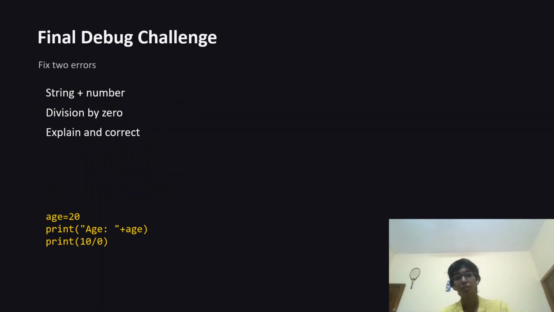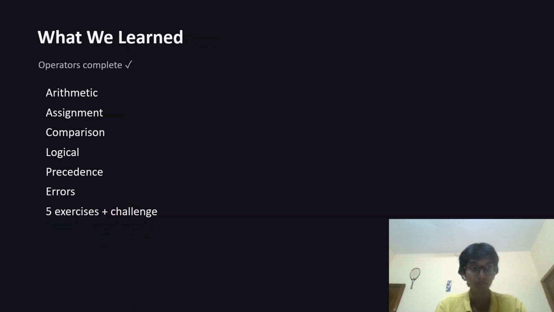Final debug challenge. We are going to fix two errors: string plus number, and division by 0, and explain when correct. Here we have a problem. Age is 20, print age plus age. This is a string plus number issue. We have solved it before. And here we have printed 10 divided by 0. We have already done it. We know we are going to have a division by 0 error. It cannot divide by 0, hence we have to change the denominator.